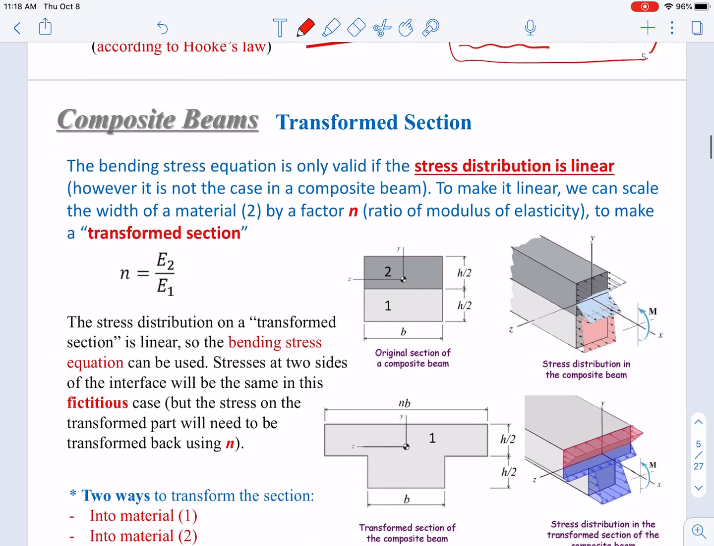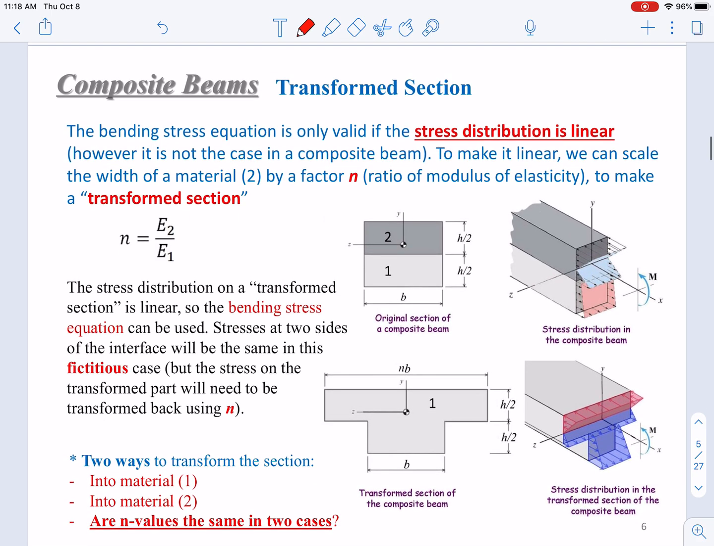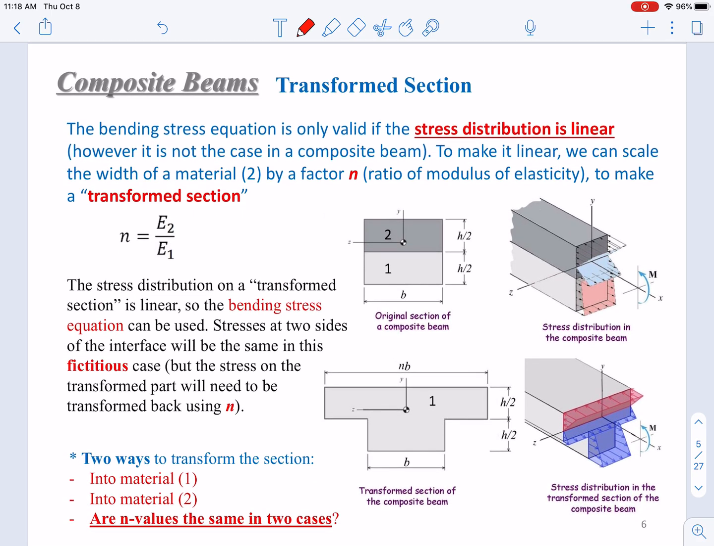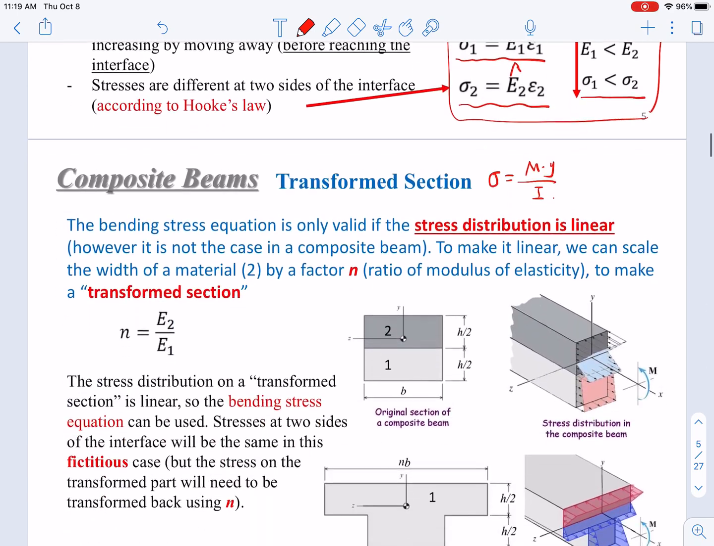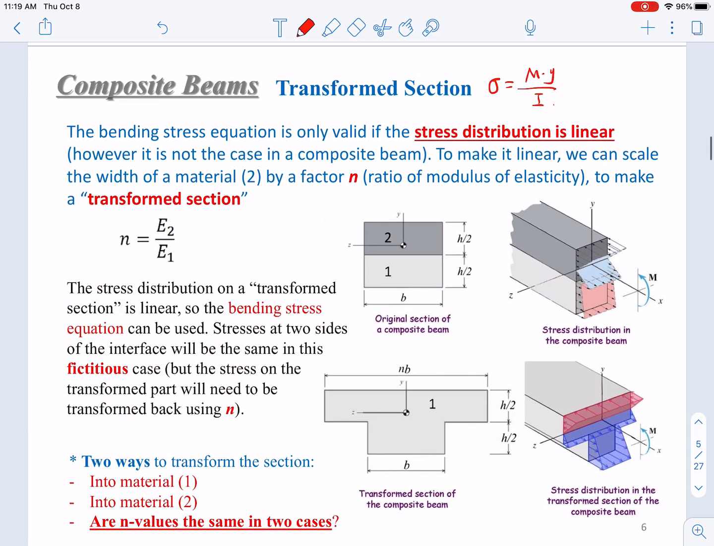Then let's look at the transformed sections. The bending stress equation, sigma equals M times y over I, is only valid if the stress distribution is linear. If the stress distribution is not linear, as shown here, where it is not continuous through the interface, then we cannot use this equation to calculate the stress.